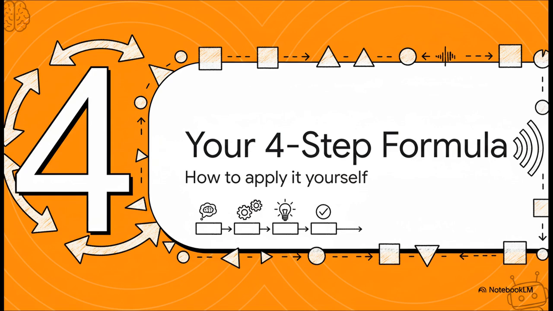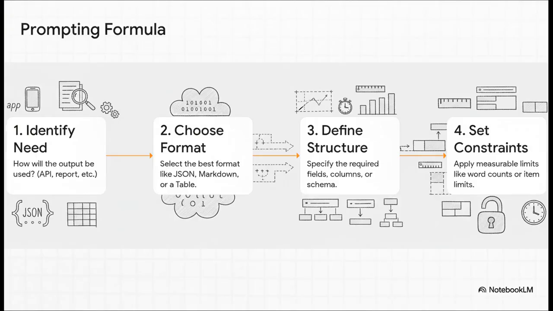So now that you've seen how powerful output formatting is, how do you actually apply it yourself? It's really simple. I've broken it down into a 4-step formula you can use for any task you can think of. It all comes down to one golden rule. Don't ask, direct. Here's how. First, identify your need. How are you actually going to use this output? Second, choose the right format for the job: JSON, a table, a list. Third, define the structure, like the fields or columns you need. And fourth, set clear, measurable constraints, like word counts or item limits.